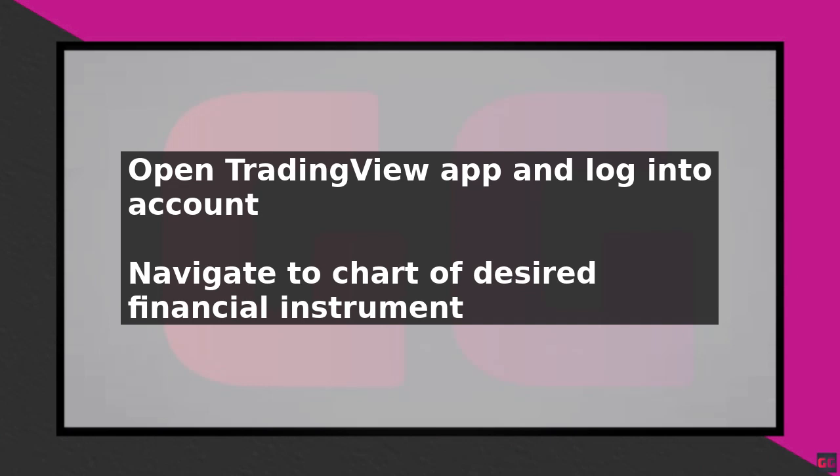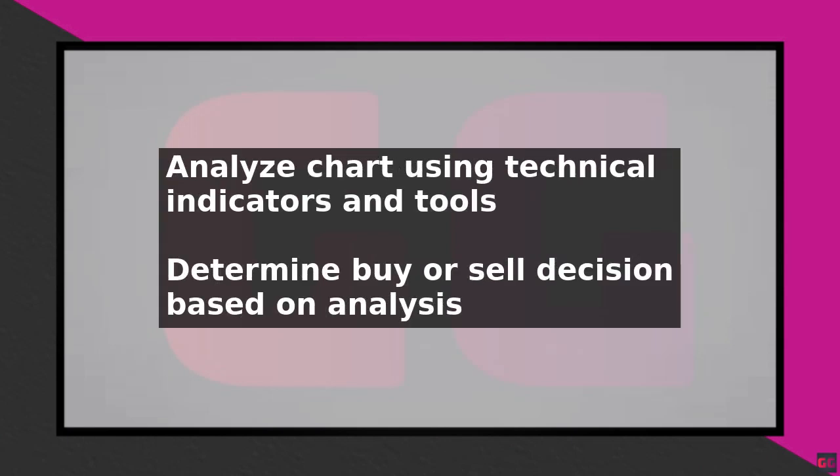Once logged in, navigate to the chart of the financial instrument you want to trade. You can do this by tapping on the search bar at the top of the screen and typing in the name of the instrument. After selecting the instrument, tap on the chart to open it in full screen mode.